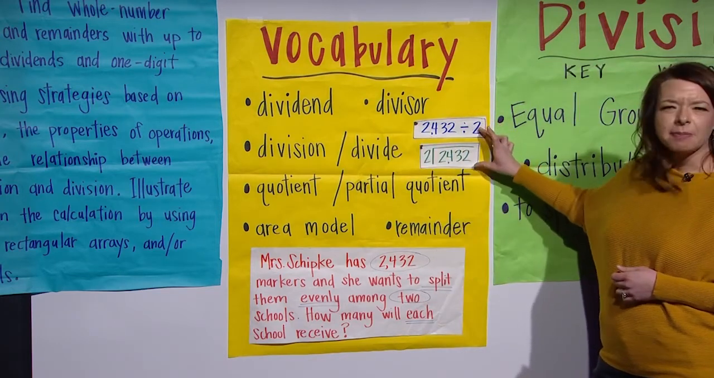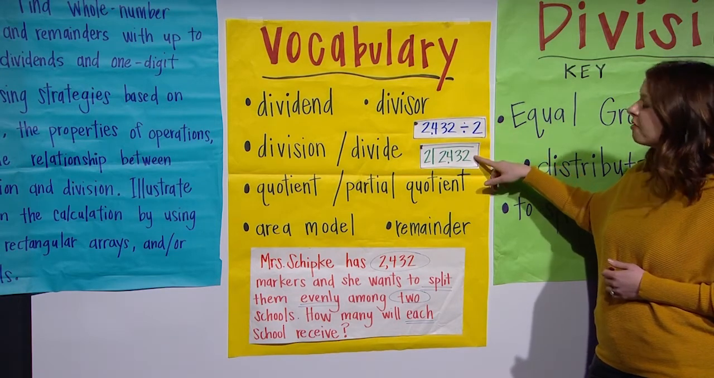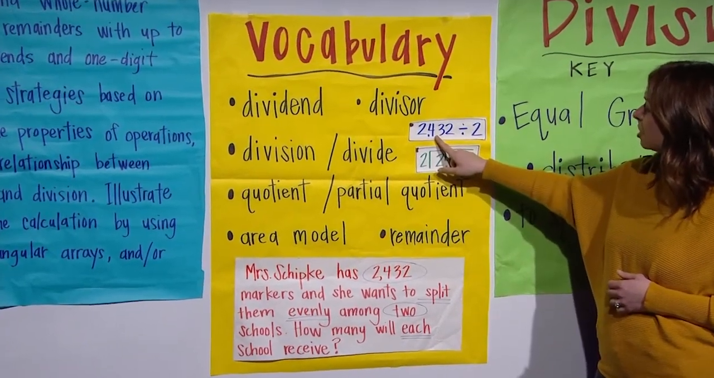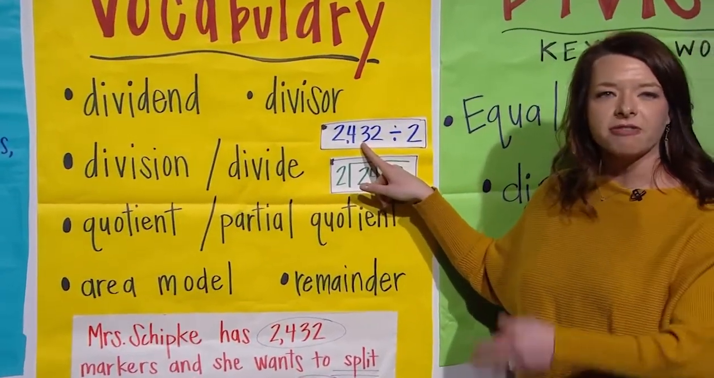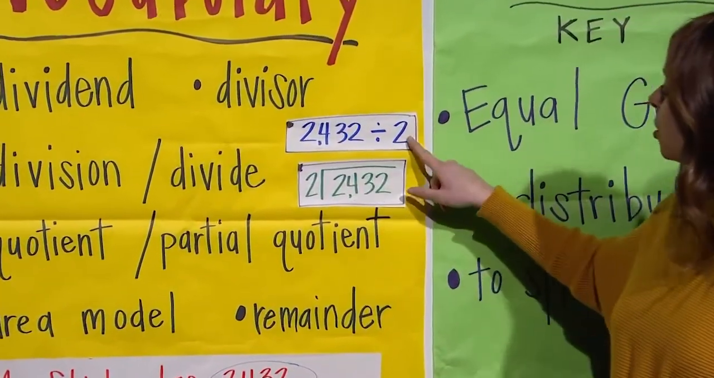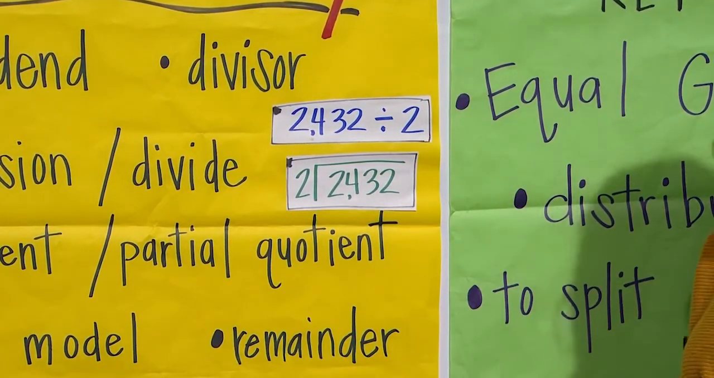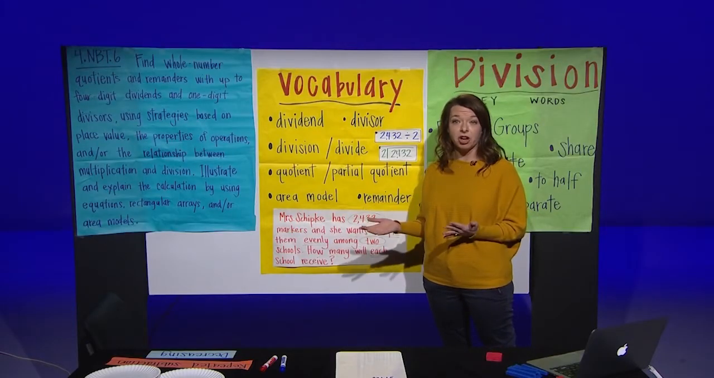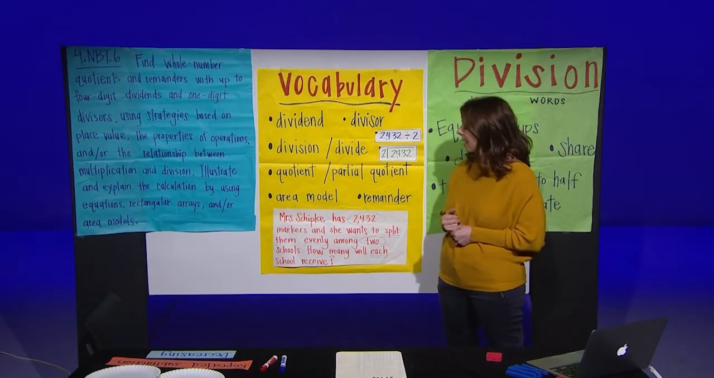Now, I have 2 examples right here that you may be familiar with. You've got the number sentence and you have the traditional algorithm way. This number right here, 2,432, would be the dividend, the number that you're dividing into. And the 2 would be the divisor. Those are 2 of the vocabulary words. The remainder is what is left over. You may have eaten a meal before where you had some leftovers, and the leftovers were the remainders. It's just like that in division. Your leftover is called the remainder.